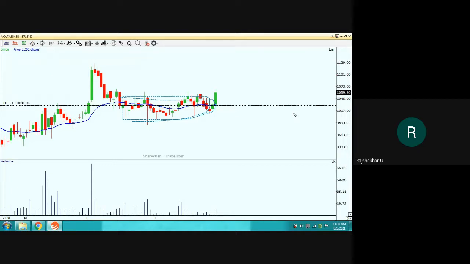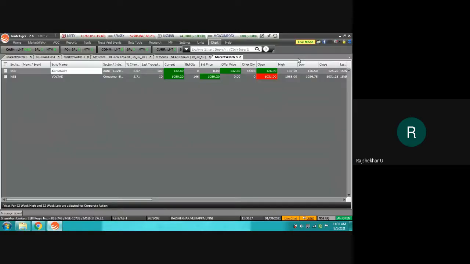See, Havells has already run up, and most of the stocks in the same sector as Voltas have too. I'll show you the sector. In this Trade Tiger, you'll get to know the sector as well. Consumer electronics. Okay. And with respect to automobile, Ashok Leyland is with respect to Nifty Auto. So sector support was also there.